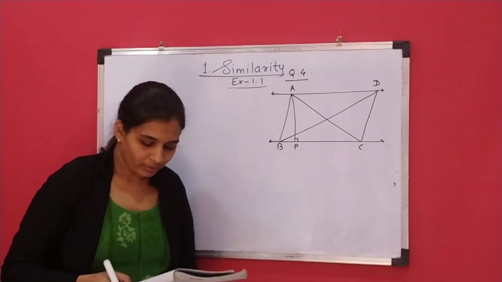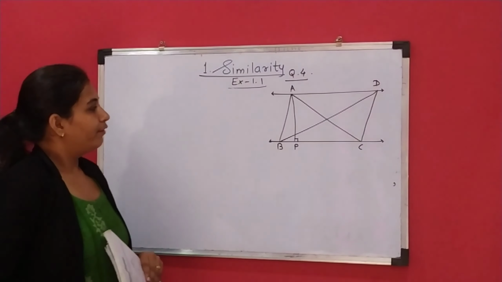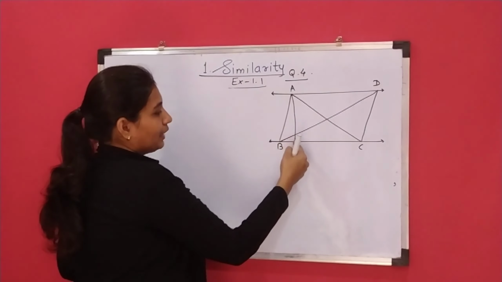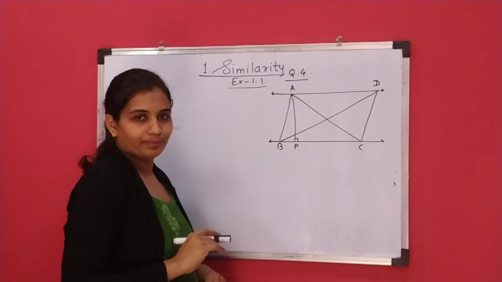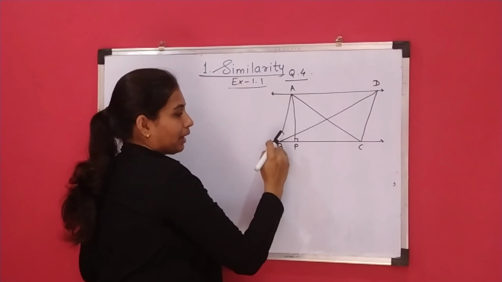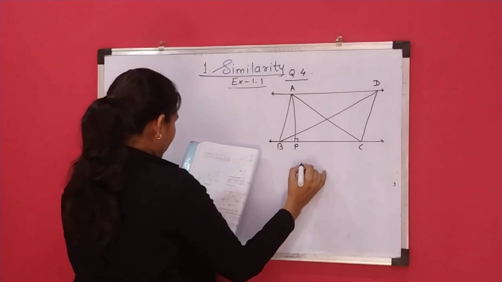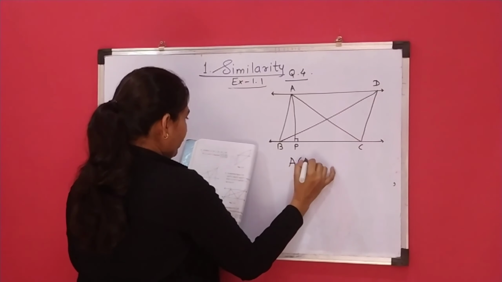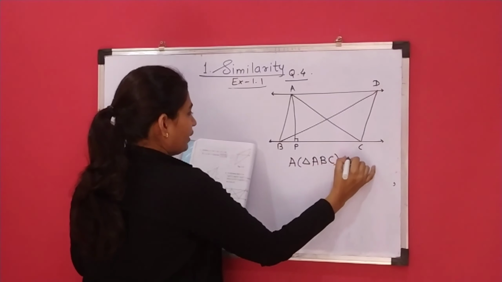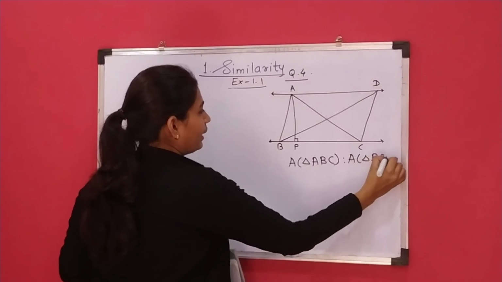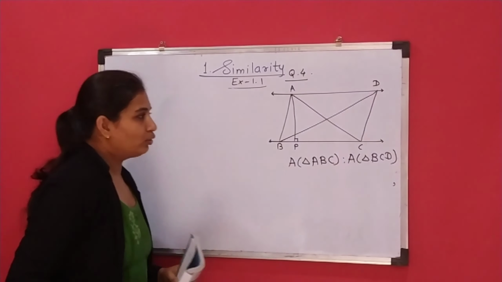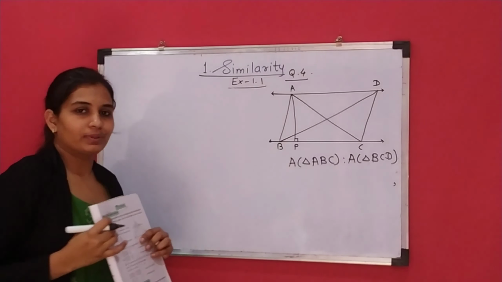Now in question number 4, we are given that AP is perpendicular to side BC and AD is parallel to BC. Only that information is provided, and we have to find the area of triangle ABC to the area of triangle BCD. Now students, first of all we will observe the figure.